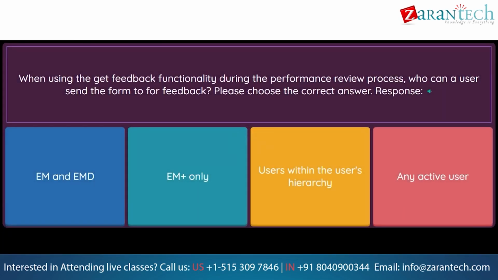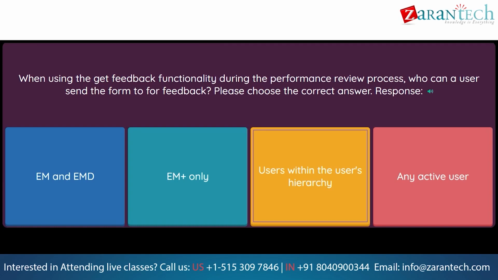Question: when using the Get Feedback functionality during the performance review process, who can a user send the form to for feedback? Please choose the correct answer. Response: Option 1, M and EMD. Option 2, M plus only. Option 3, users within the user's hierarchy. Option 4, any active user.